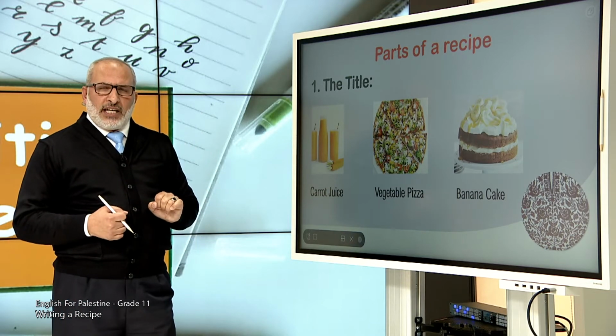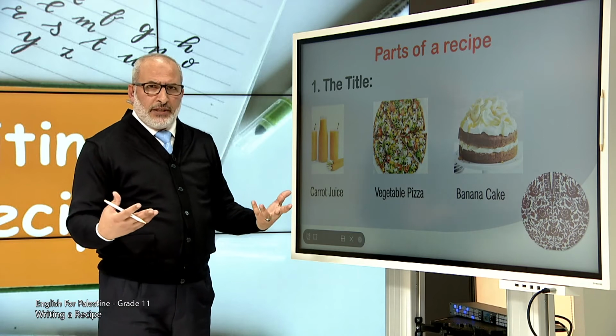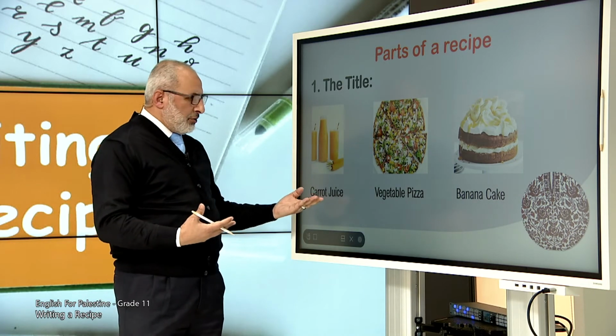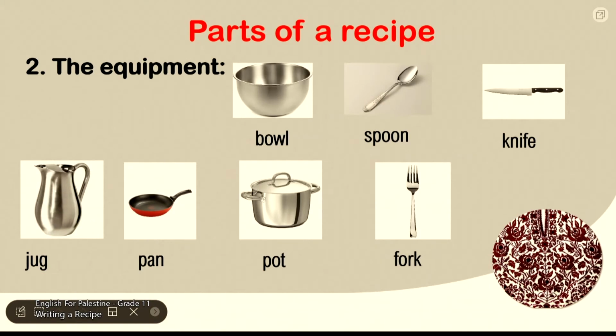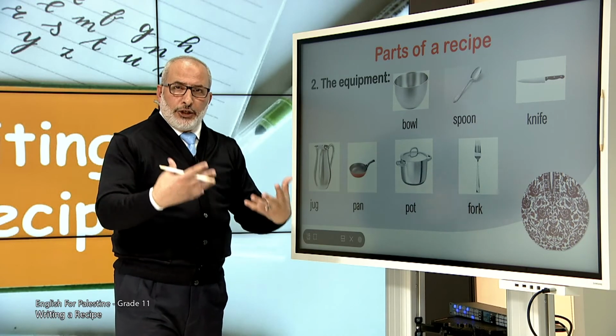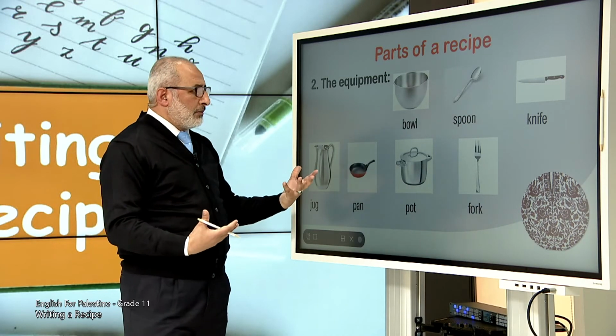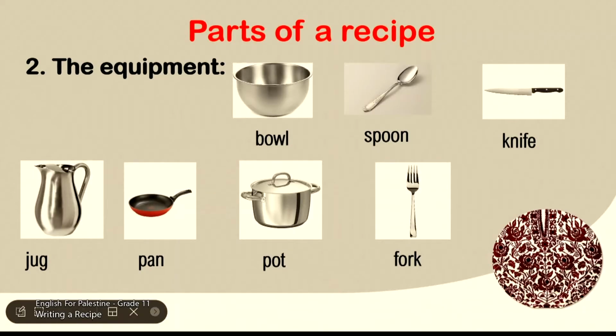Number 1, the title. What do you mean by the title? The title is the name of the recipe. Example, carrot juice, vegetable pizza, banana cake. The second part is the equipment. What equipment do you need in your recipe? Example, bowl, spoon, knife, jug, pan, pot, fork.